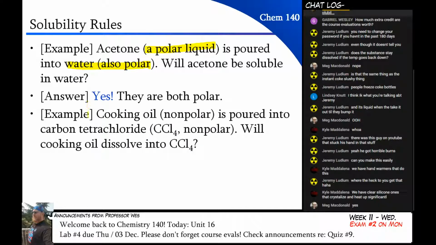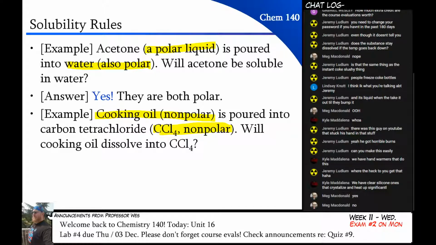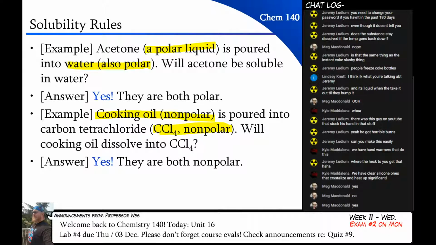How about these two? I have cooking oil. Let's say canola oil, because that's just what I was cooking with when I made potatoes last night. And I pour it into carbon tetrachloride. Will cooking oil dissolve into this substance you've never heard of, based on what I've described here? Oops, I revealed the answer there. They're both nonpolar, so they will dissolve into each other. Because all they have to do is match. Whether they're polar or nonpolar, we don't care about. As long as they match, though.